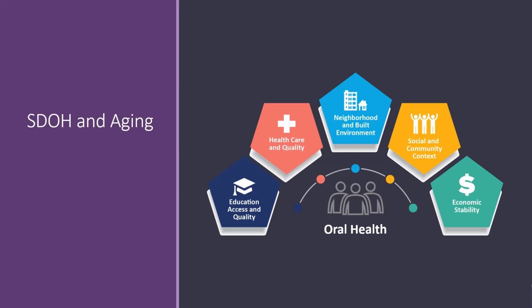But here are some data driven connections between the social determinants and oral health. So how does education, access, and quality affect oral health? There is data that shows that low literacy is directly linked to poor oral health and periodontal disease.